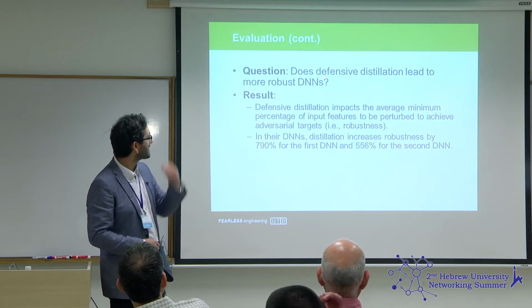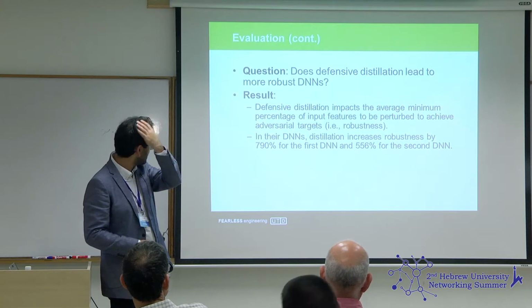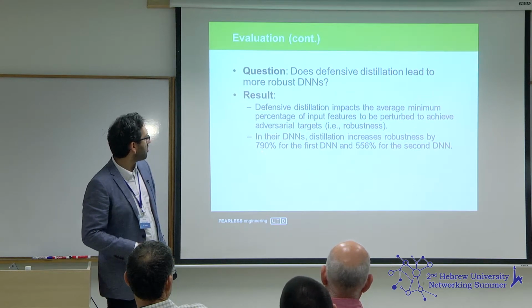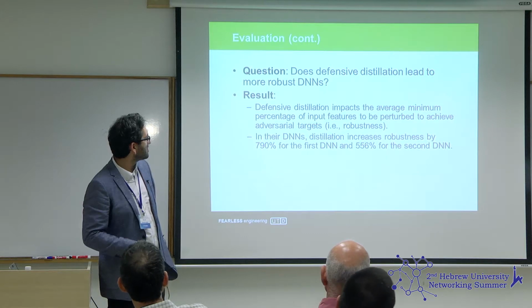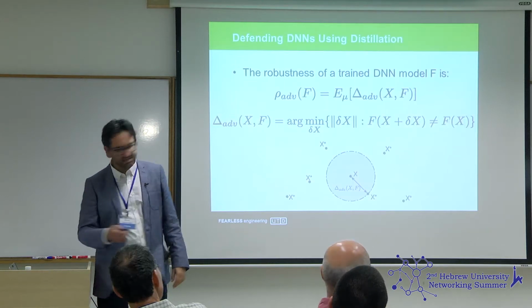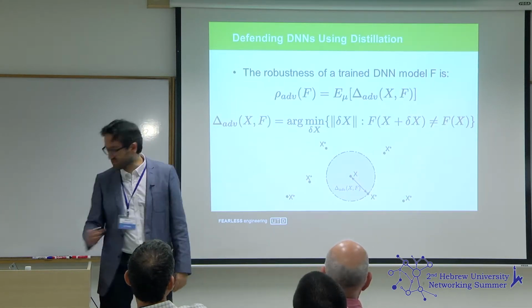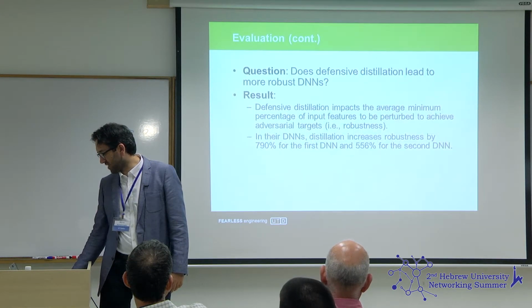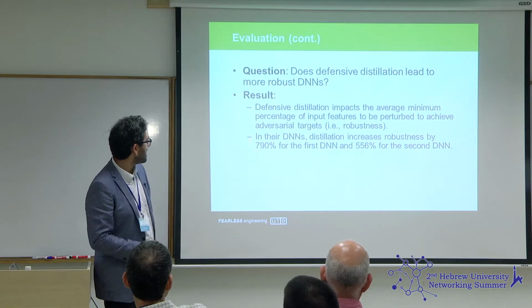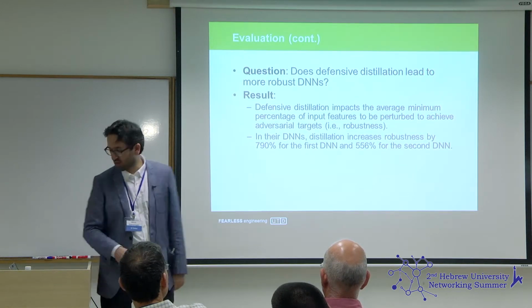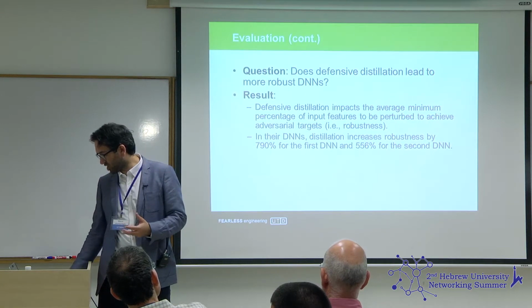So the question was, does defensive distillation lead to more robust DNNs? In their work, it increased the robustness. Remember the robustness measure we talked about. They look at how this robustness measure has changed, and what they claim is that the robustness measure for the first DNN increased 790%. For the second one, it increased almost 600%. So they claim that it's a very fantastic measure.